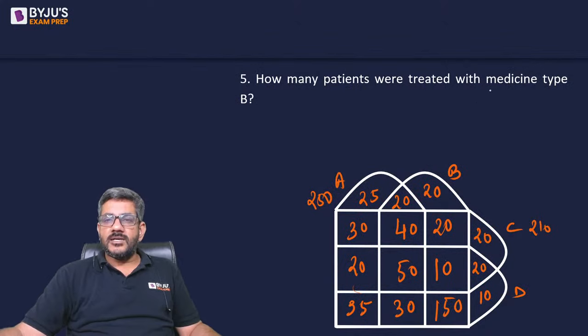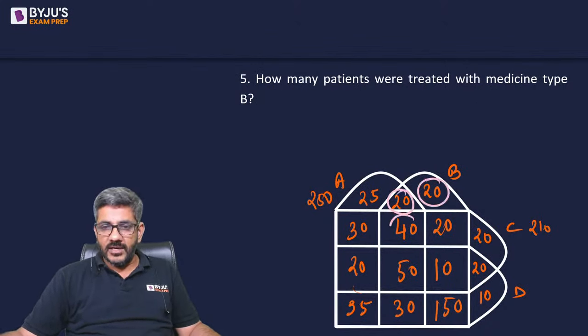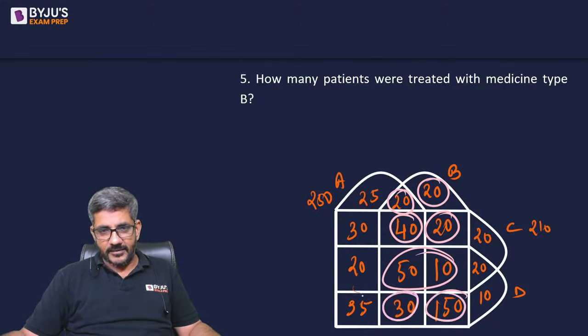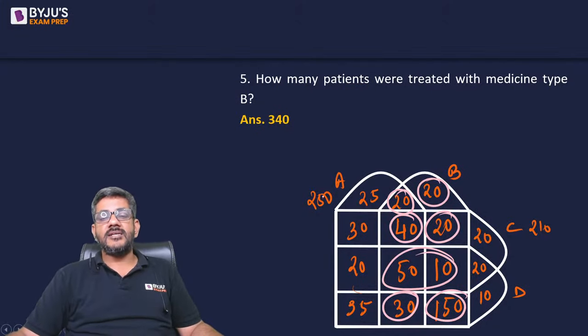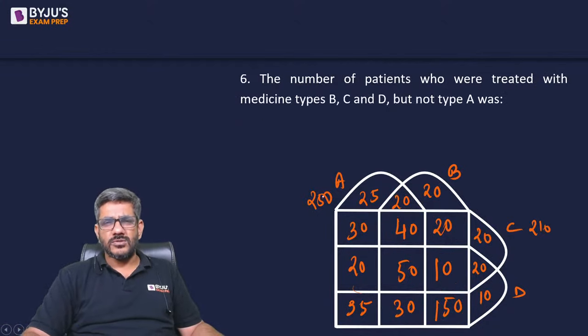How many patients were treated with medicine type B? So 20 plus 20, 40, 80, 100, 160, 310, 340. 340 is the total number of people who were treated with medicine type B. That's the answer. इसके बाद का काम तो वैसे भी बहुत आसान हो जाता है.